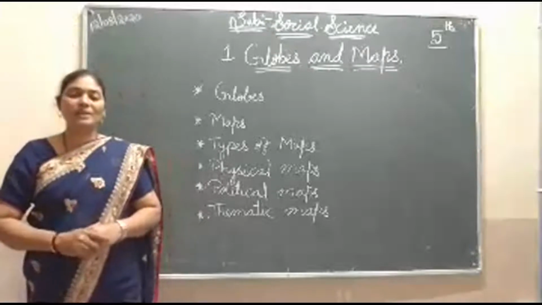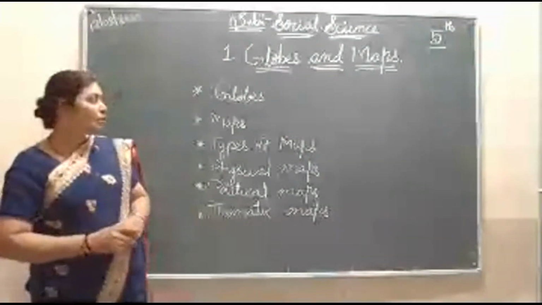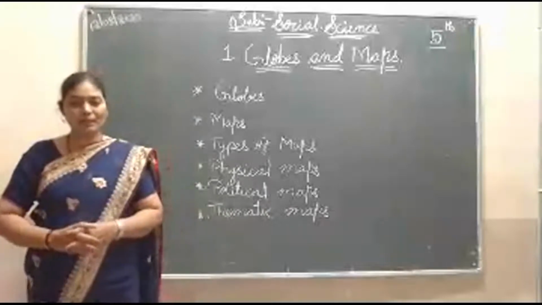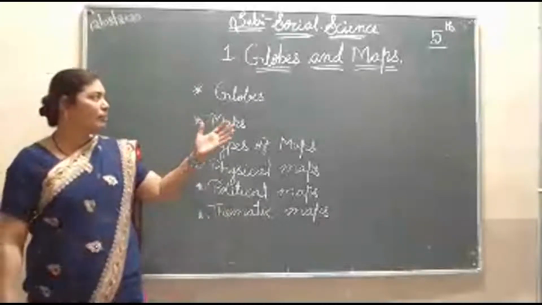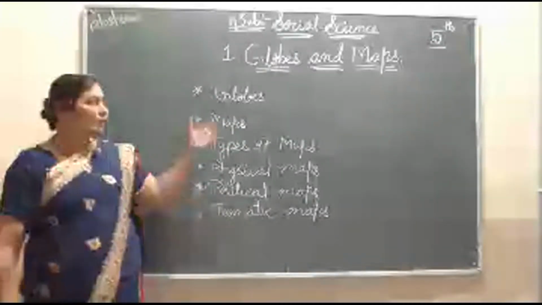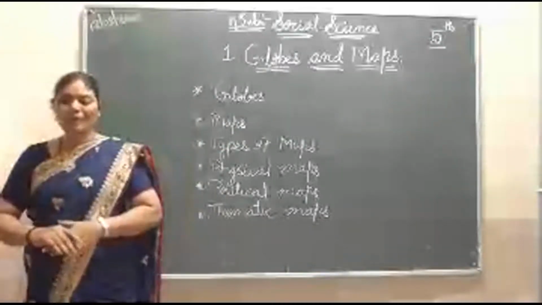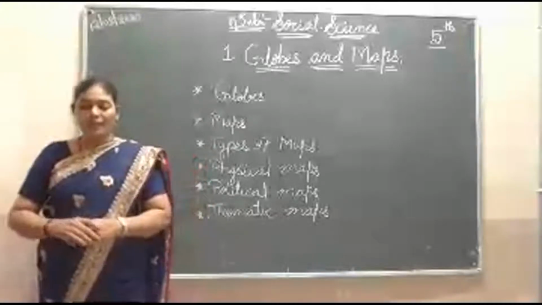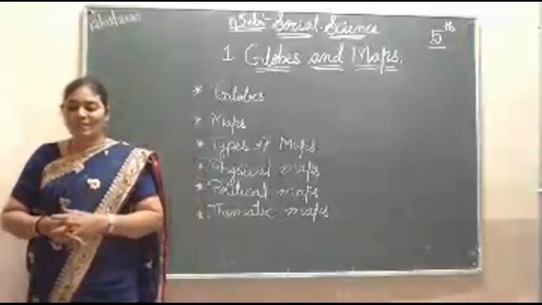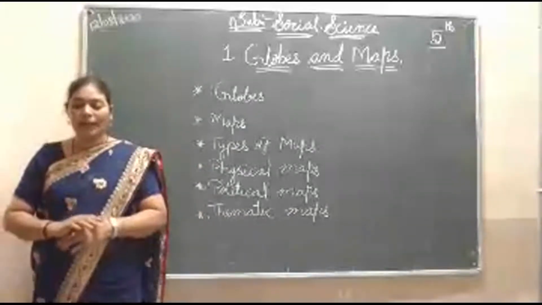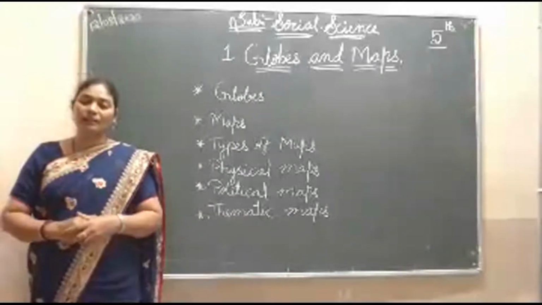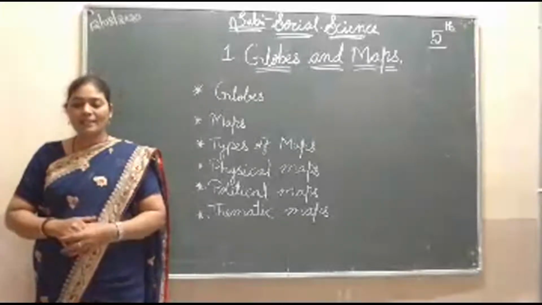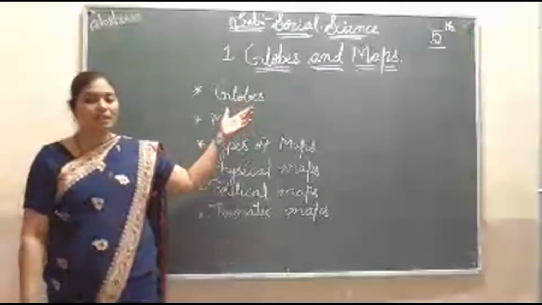In the previous class, I explained about globes and maps. Maybe you remember. Once again, I am explaining about globes and maps. First, globes. A globe is a model of the Earth. You know that, is it? It is the model of Earth, and it shows the distribution of water and land on the Earth. Water means water bodies and land means continents. These all we can see on the globe.